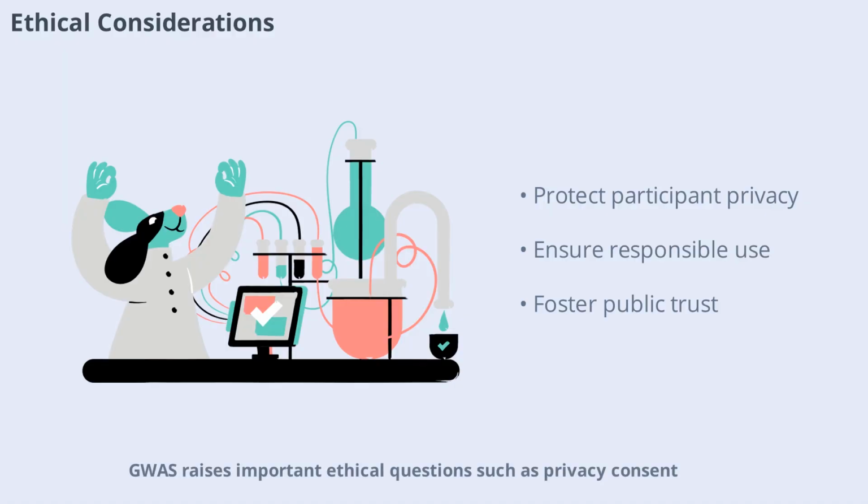GWAS raises important ethical questions such as privacy, consent, and the potential misuse of genetic information. Researchers must ensure that participants' data is protected and that findings are used responsibly. Ongoing dialogue between scientists, ethicists, and the public is essential to address these challenges and build trust in genetic research.